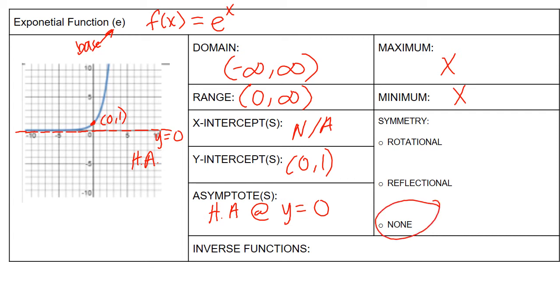Do you agree with the statement so far? Do you see where that's coming from? If not, either write a comment or use the sticky note to ask me later. That's what you do. Okay? Inverse function. The inverse of this is called the natural log. Natural log of x.